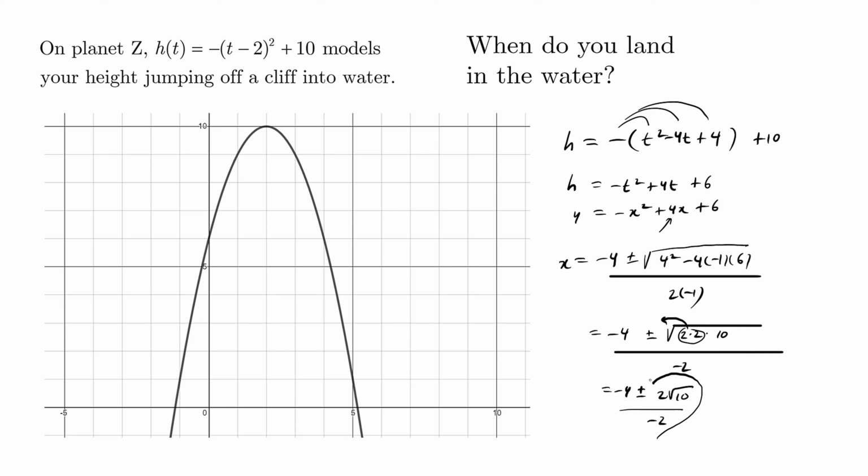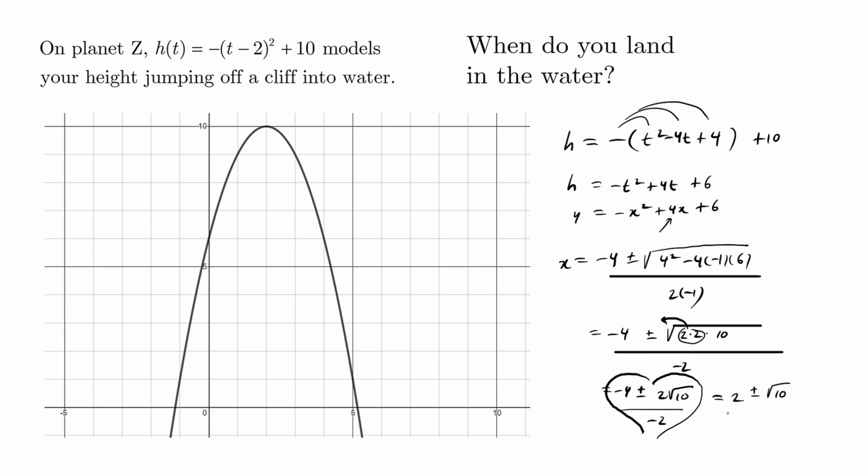And we're going to use simplification strategies. We're going to break it into this divided by this. So this is going to be negative 4 divided by negative 2, which is 2, plus minus, and then this divided by this, the 2 and 2 cancel, so we have root 10.